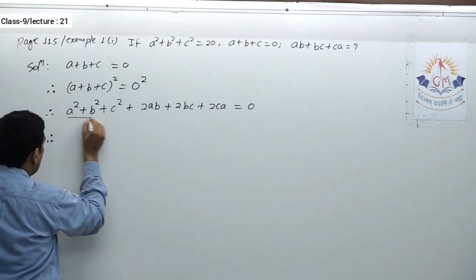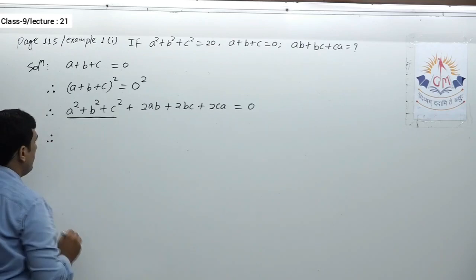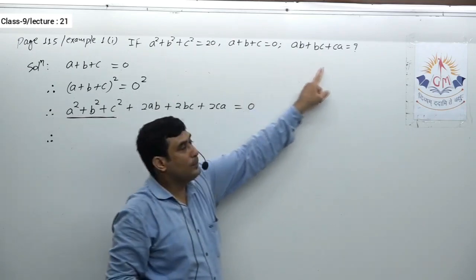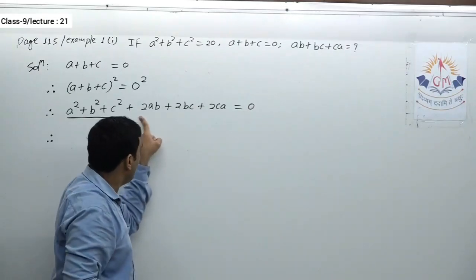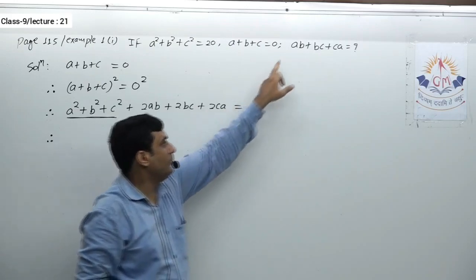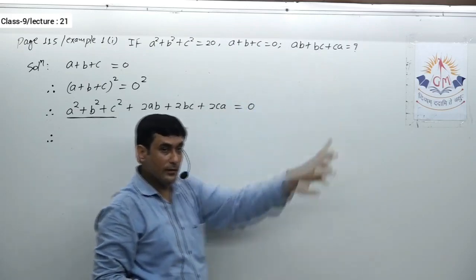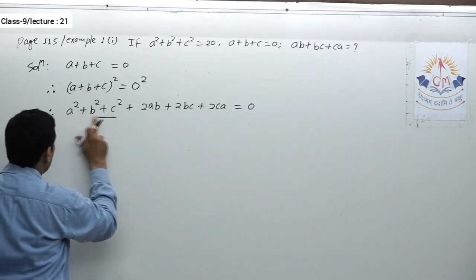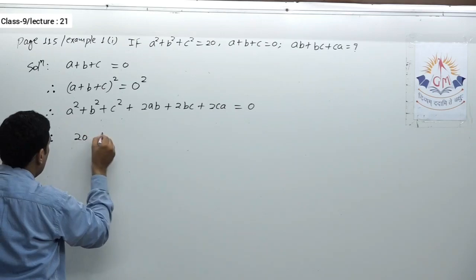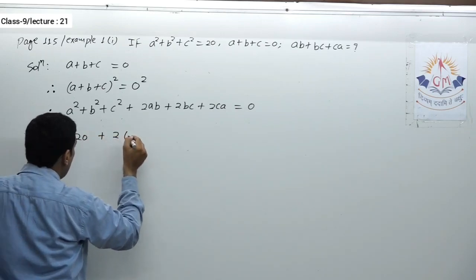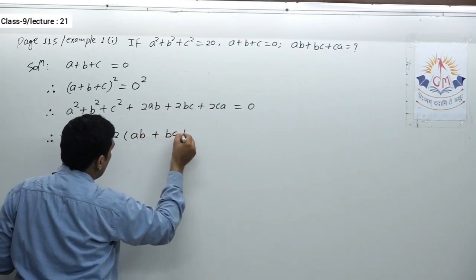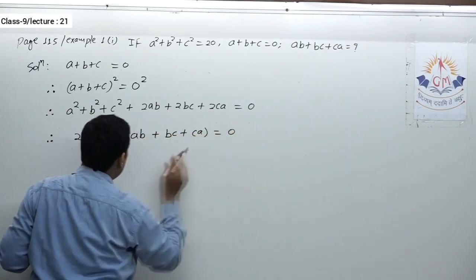Now the value of a square plus b square plus c square is given, and ab plus bc plus ca you have to find. Observe it carefully. If I take 2 common from these three terms, definitely in the bracket I will get this, isn't it? So in place of a square plus b square plus c square, I am going to put its value, that is 20, and over here I am going to take 2 common. When I take 2 common, here I get ab plus bc plus ca is equal to 0.